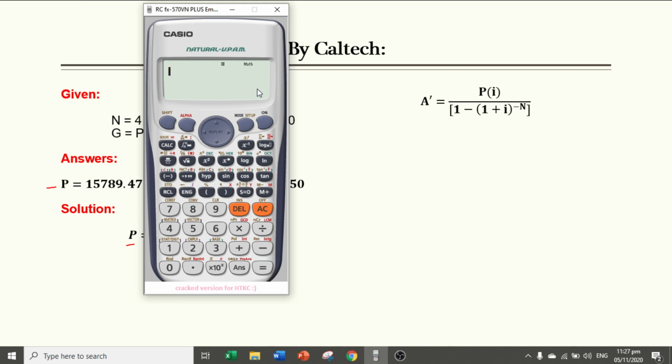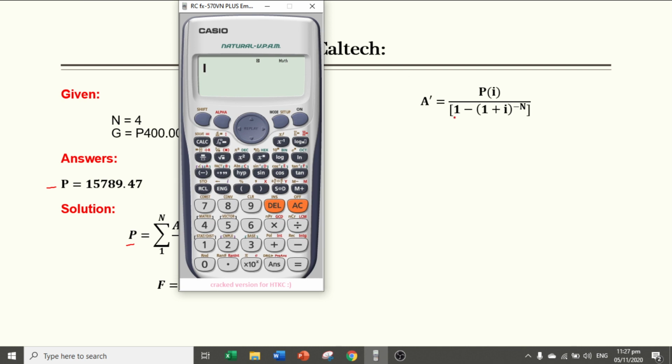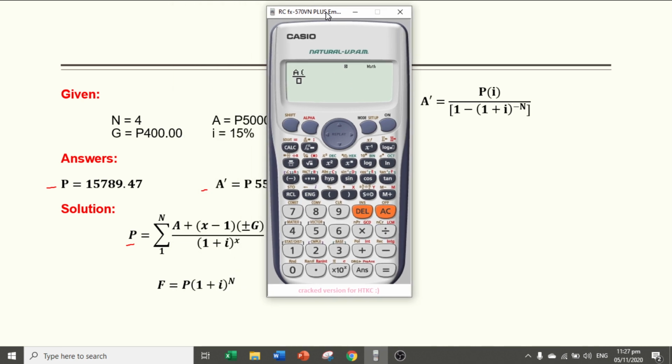15,789.47. Okay. So, solving for the value of A prime, we have P, which is nasa A natin. Nilagay natin sa A, times I. Ito yan, 15%. Over 1 minus 1 plus I. So, 1.15 raised to negative n, negative 4.